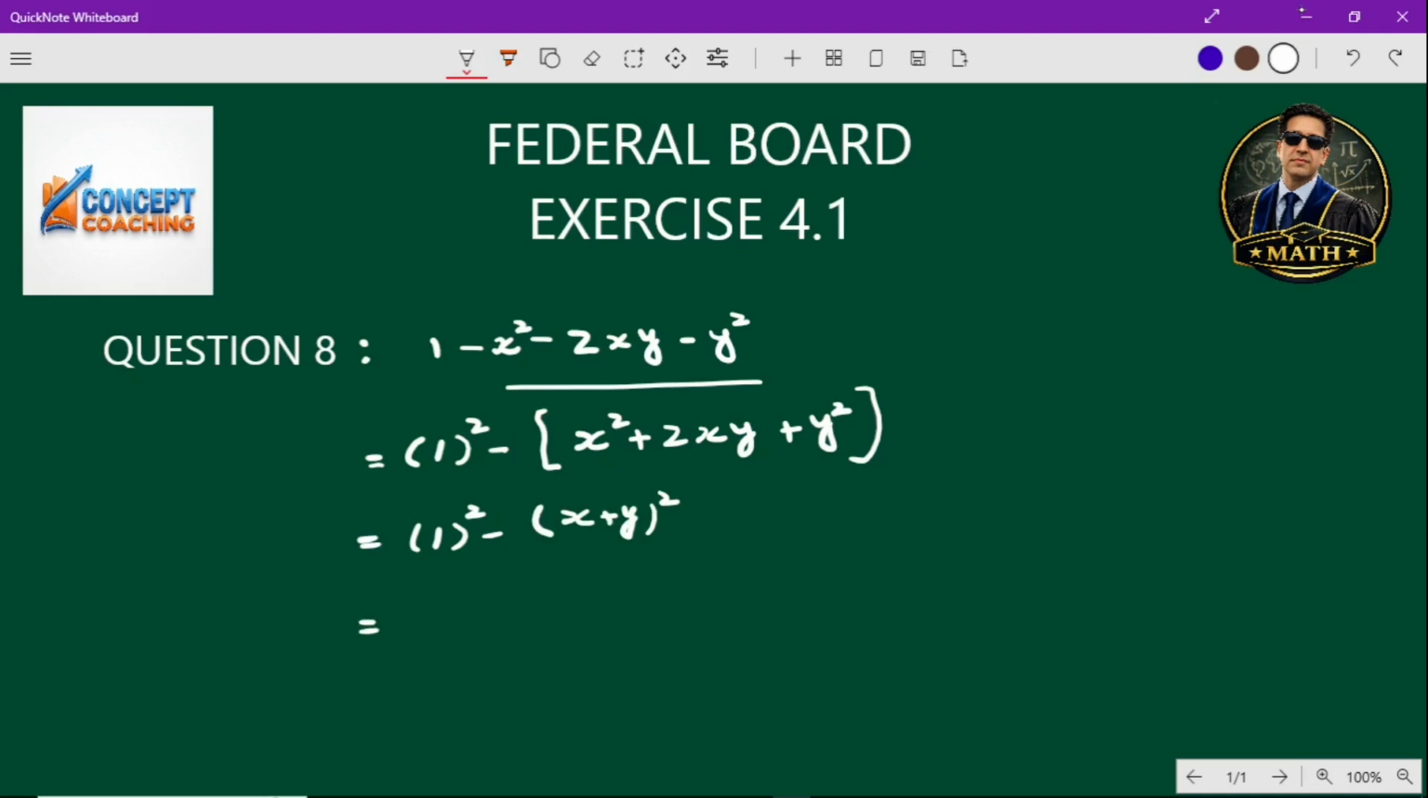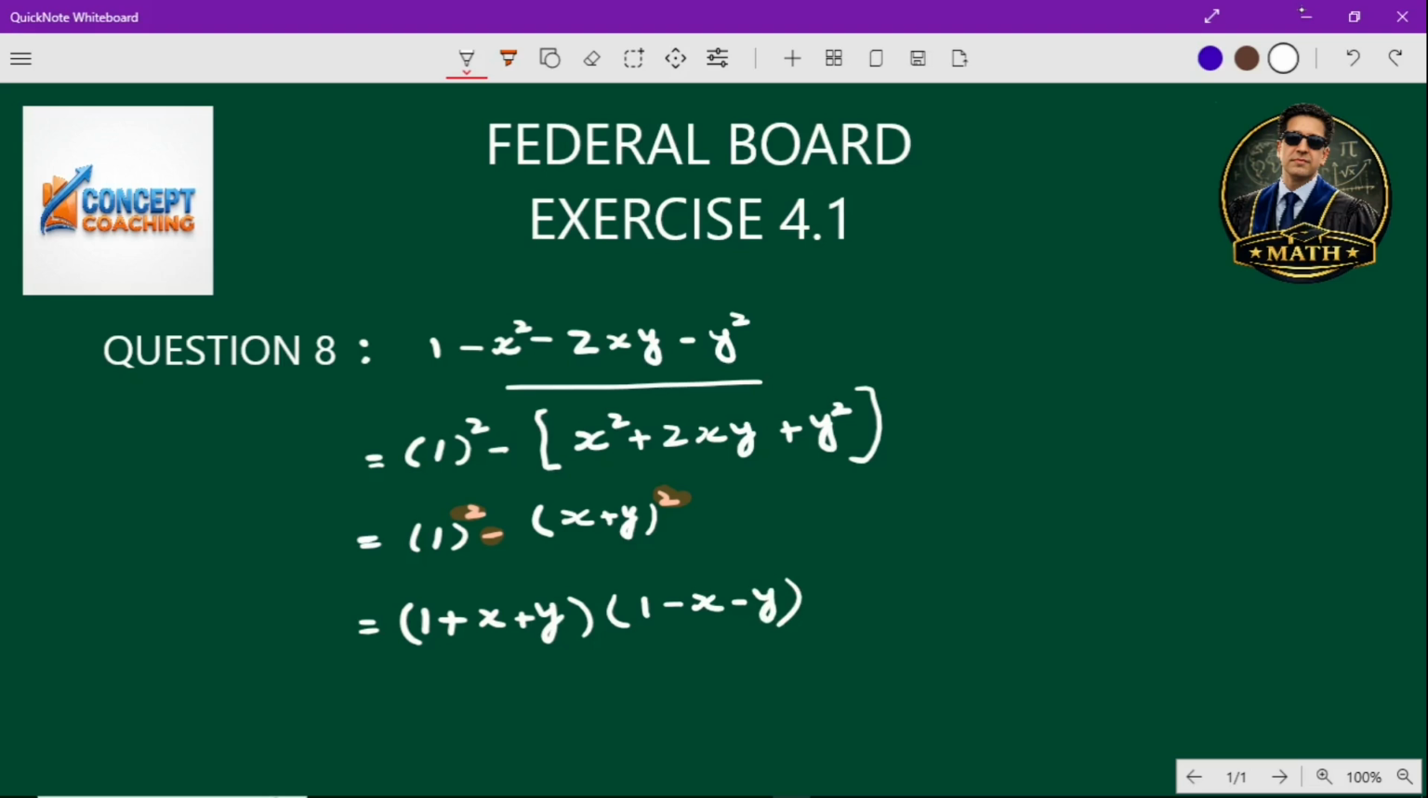Now these are the two squares and there is a negative sign. We have two squares now and there is a negative sign between them, and we have learned the formula of a square minus b square. According to that formula, we will just add the two values, and what is written inside the bracket, inside the square, we just add them and we will subtract. So 1 minus, and when we are going to minus it, we just change the sign of x plus y, we write x minus y.